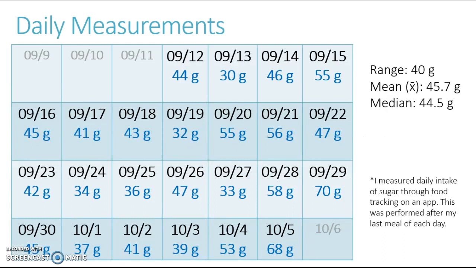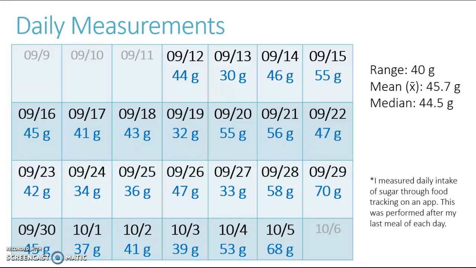Here are my measurements for the past 3.5 weeks that I have been gathering data. I started on September 12th and ended on October 5th. So I tracked my daily food intake using an app that I would be inputting what I ate during the day, and at the end of the day I would assess each food item to determine how much sugar was present in it. This allowed me to gather data that didn't fluctuate from the regular schedule that I was keeping.